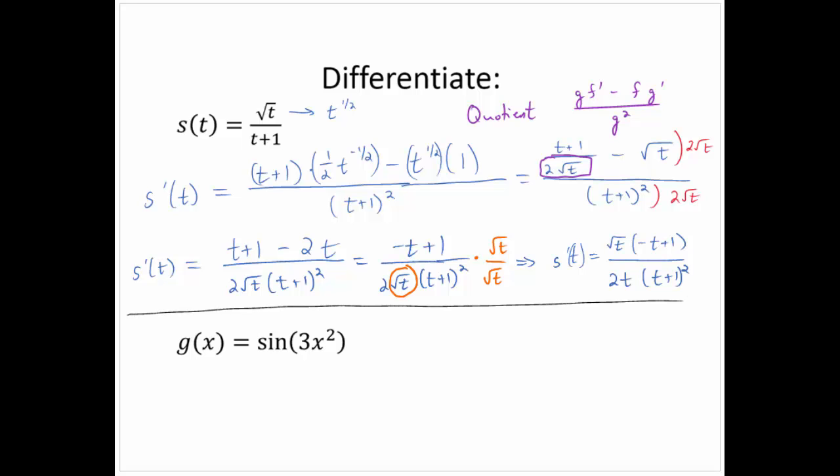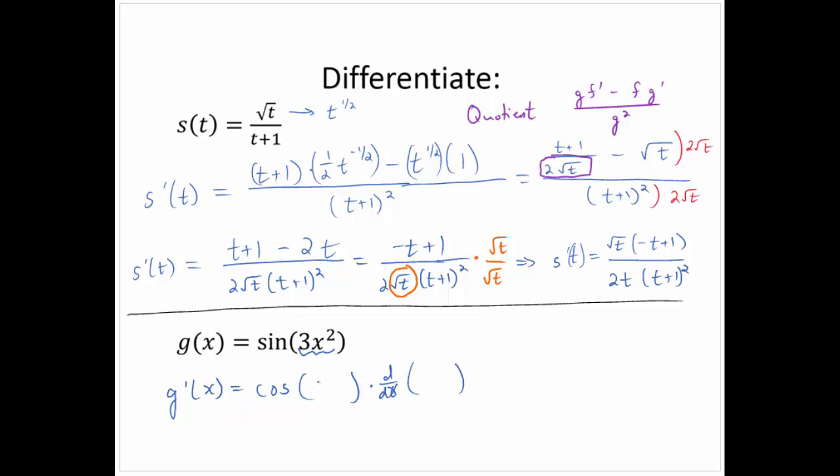G of x is the sine of 3x squared. Notice we have a composite function here. I have a function, 3x squared, inside another function. So remember, we have to apply the chain rule. Then g prime of x, the outside function is the sine. The derivative of the sine is the cosine, so I'd have the cosine of the inside times the derivative with respect to x of that same inside.